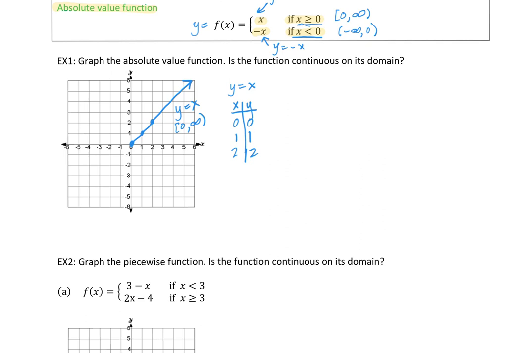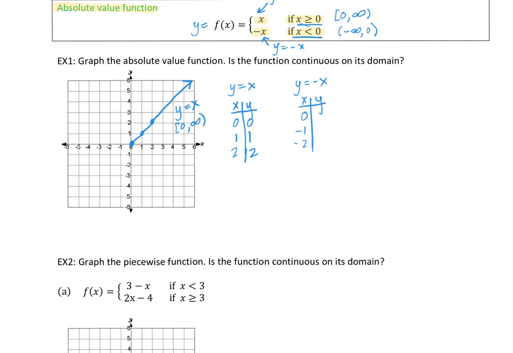Let's go ahead and look at the second part of this graph, which is y equal to negative x. Again, I'm just going to make a table of values. The starting x value that I'm going to plug in is the one that I see in the inequality. So this says x is less than 0. So I'm going to start with 0 and then enter in x values that are less than 0, maybe negative 1 and negative 2. Because I'm only graphing y equal to negative x on that interval.